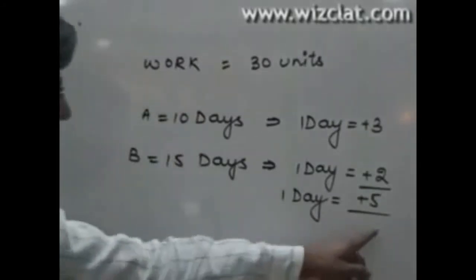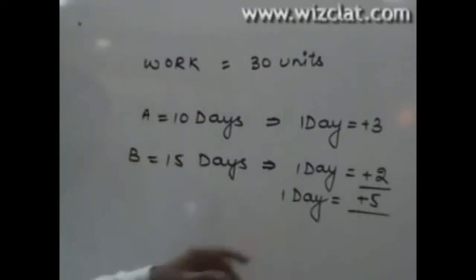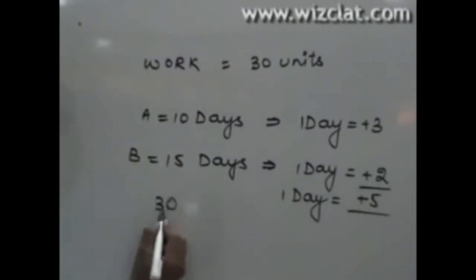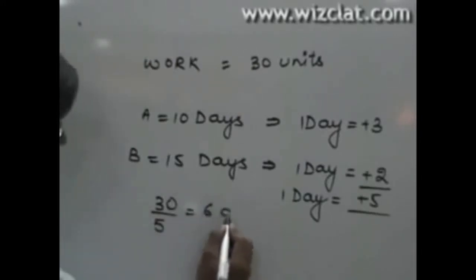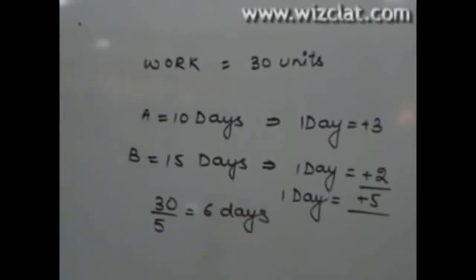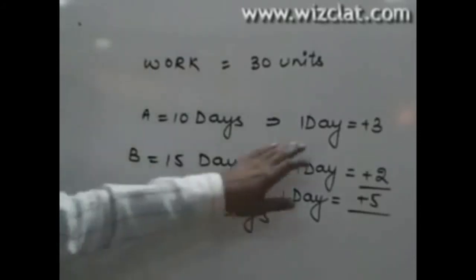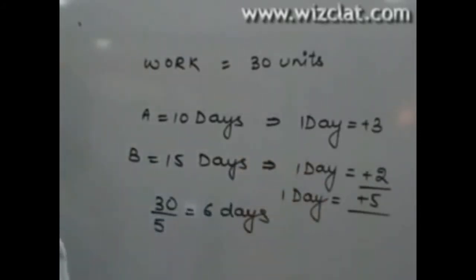So 5 units are done by both the persons in one day. Therefore 30 units will be done in 30 upon 5, that will be 6 days. Now which method to be applied depends entirely upon the type of question asked and the comfort level we have with the methods. But this is one method which can be applied in different situations also.